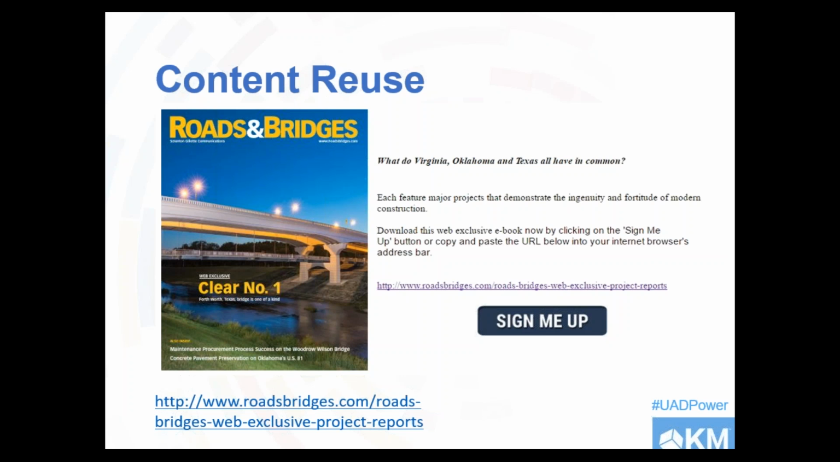So here you can see we have a really catchy tagline: what do Virginia, Oklahoma, and Texas all have in common? And then each features major products that demonstrate the integrity and fortitude of modern construction. So this is an ebook for people to download and subscribe to the magazine itself.